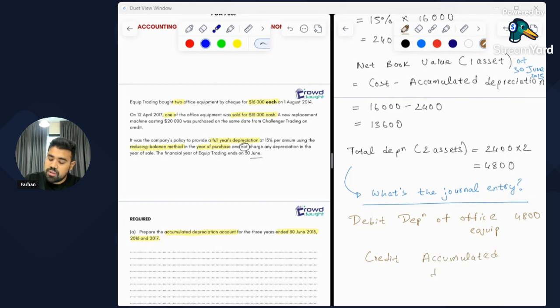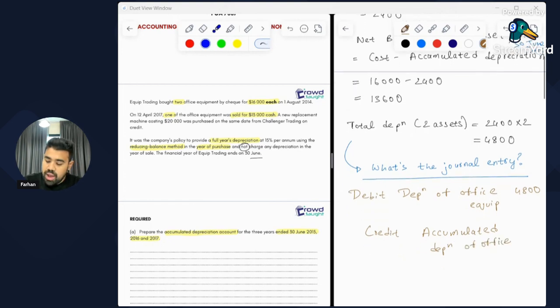So accumulated depreciation of office equipment. Again, I'm writing DEPN in short and equipment in short, but make sure in exam you write the full words, all right? Okay, so the journal entry to record the depreciation that we have incurred in the first year of usage is to debit the depreciation of office equipment by $4,800, which is the total for both of these assets, and to credit the accumulated depreciation of office equipment by $4,800.